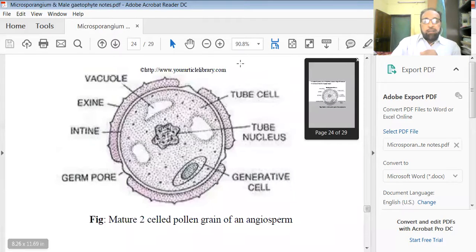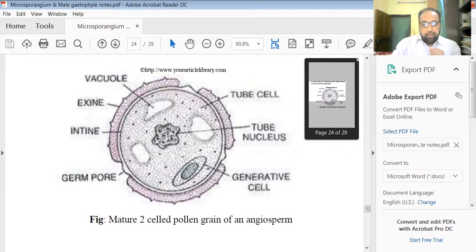Then the inner complete layer is called the intine. In this intine, you will find that it is a thick, fleshy layer structure, and inside it, the nucleus is present. This nucleus plays an important role in development. But I have just shown you that one. Then this is the exine, where the germ pores are present. There are openings. This germ pore is actually called a germination pore.